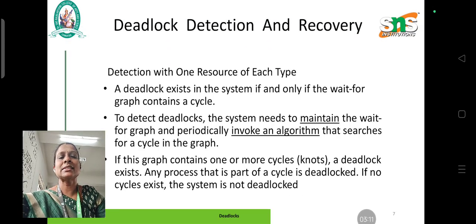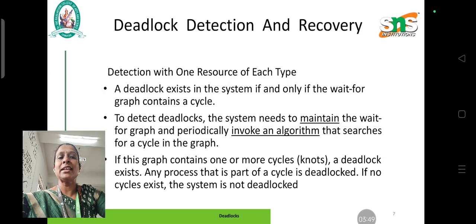Next we will discuss deadlock detection and recovery. First we discuss one resource of each type. A deadlock exists in a system if and only if the wait-for graph contains a cycle. If there is a cycle, we can understand that there is a deadlock in the system. In order to detect this deadlock, the system has to maintain the wait-for graph and periodically invoke an algorithm. This algorithm searches whether there is any cycle in the graph. If there is any cycle in the graph, it indicates that there is a deadlock in the system.